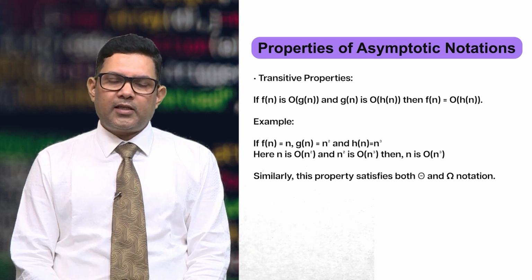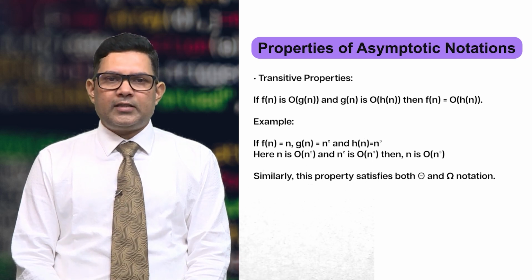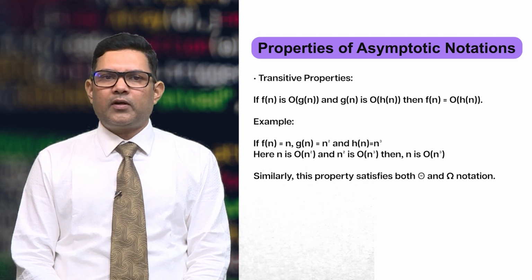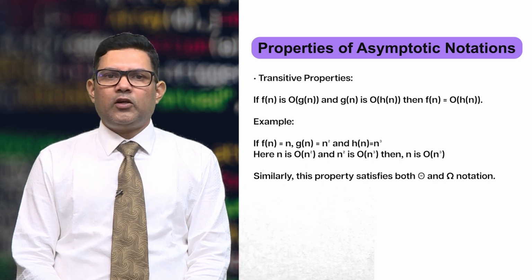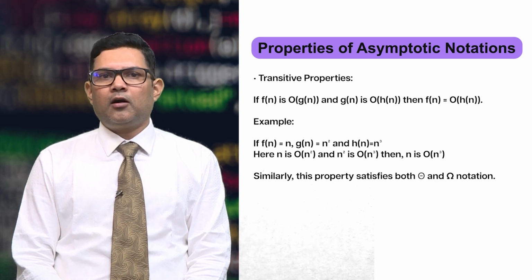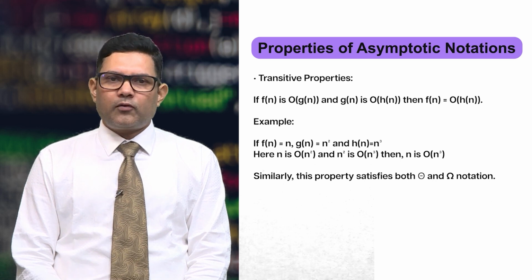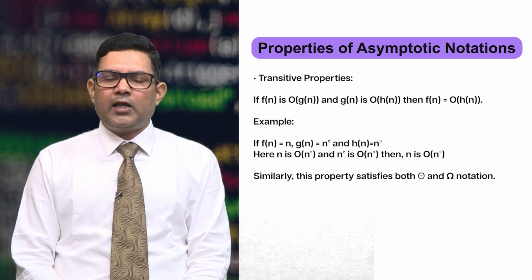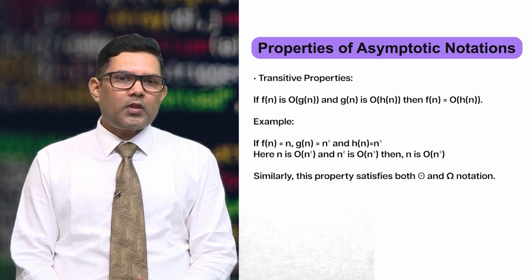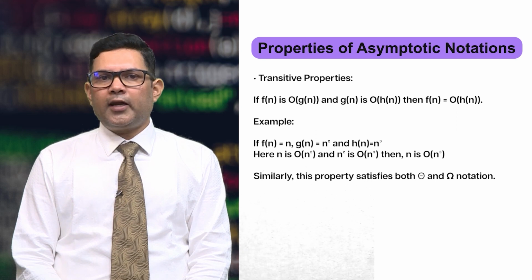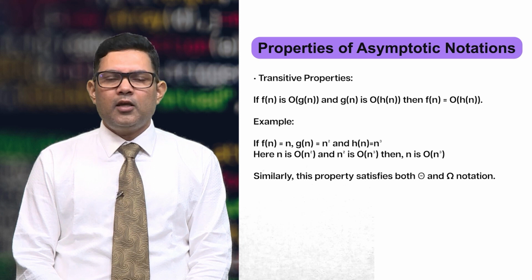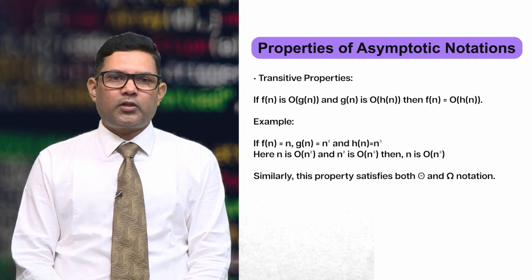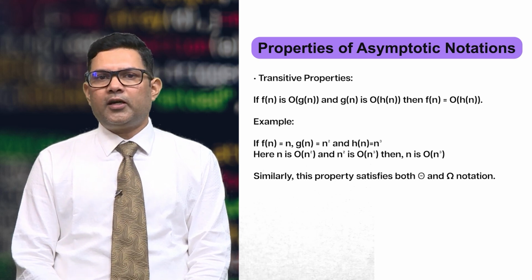For example, we can say that if the value of f of n is n, that means the growth rate of this particular function is linear, and the growth rate of the second equation, g of n equals n square, is quadratic, and the third function h of n equals n cube, that means the growth rate of this function h of n is cubic. Here we can observe that the growth rates of the three functions are different: f of n's growth rate is linear, g of n's growth rate is quadratic and h of n's growth rate is cubic.